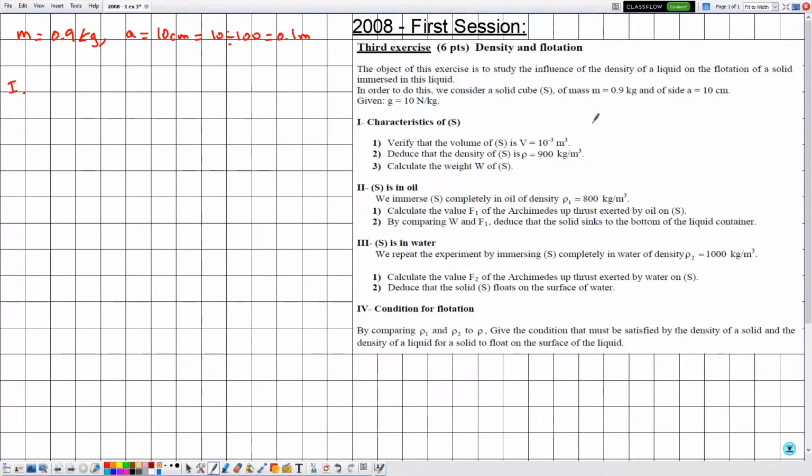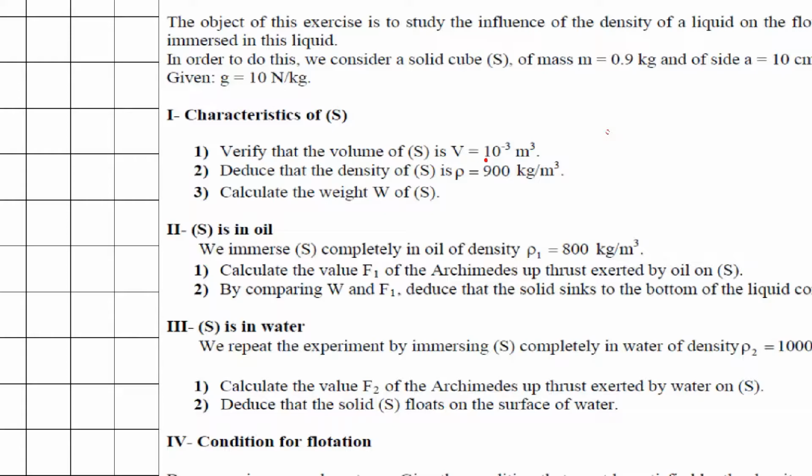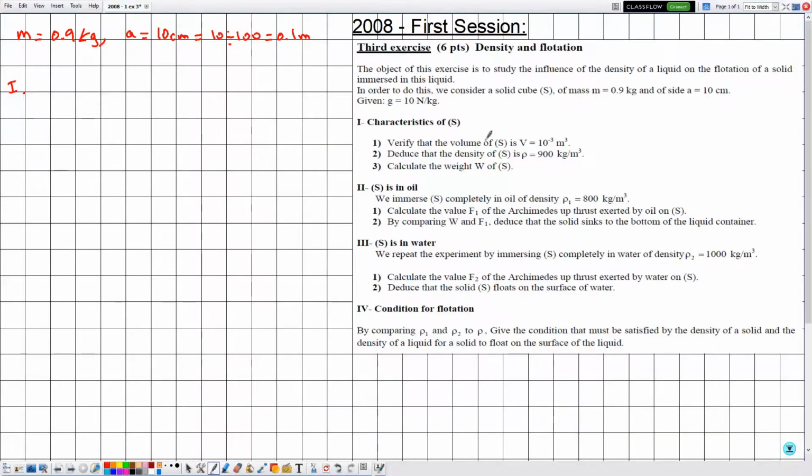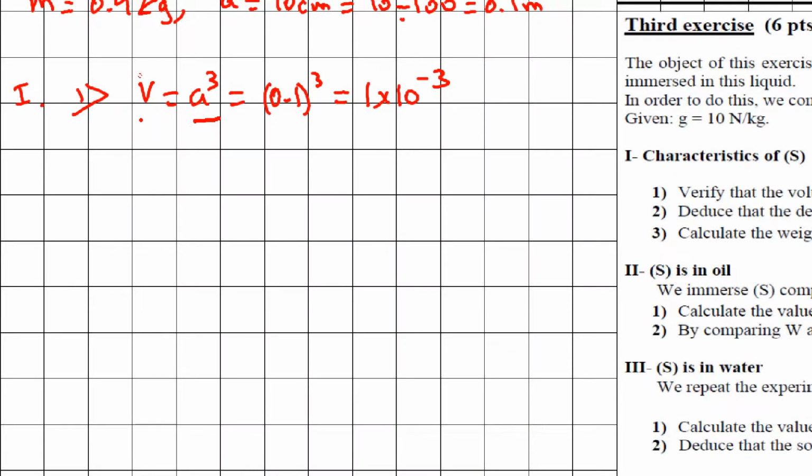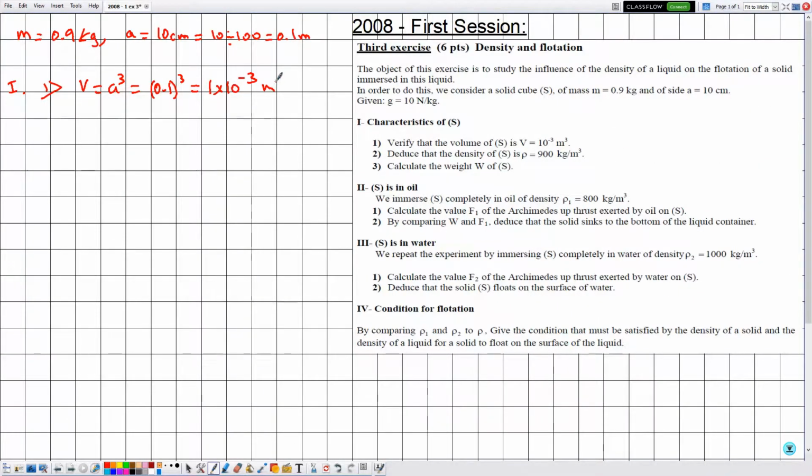Now part 1, characteristics of S. Number 1, verify that the volume of S is V equal to 10 to the power minus 3 meter cube. As we have said, the volume can be calculated from the side of this cube, so V is equal to a to the power 3. Then plugging the side in the SI, 0.1 to the power 3. Plugging this on the calculator, the volume is given by 1 times 10 to the power minus 3. Since the side is expressed in the SI, the volume V will be expressed in the SI, which is meter cube. Then the volume of this cube is 1 times 10 to the power minus 3 meter cube.